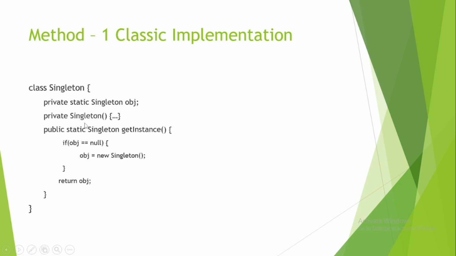Now private singleton, this is a constructor. You can see here that the constructor is also private. If I do not make this constructor a private constructor, then from outside of the class you can create an object using this default constructor or no parameterized constructor or no arg constructor. ठीक है. So this is the private constructor. You cannot create an object from outside.